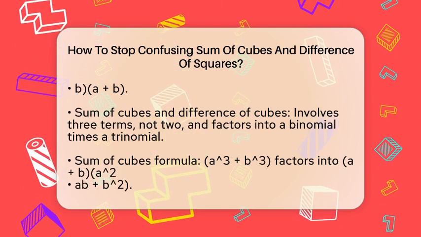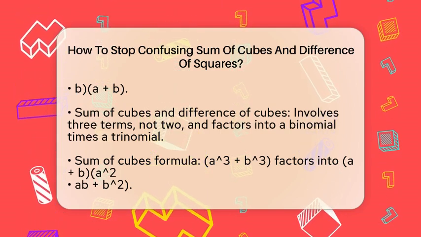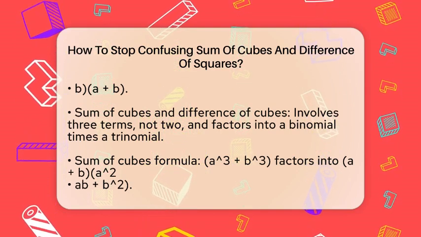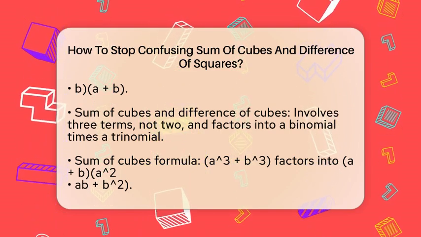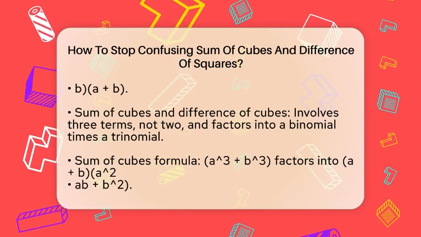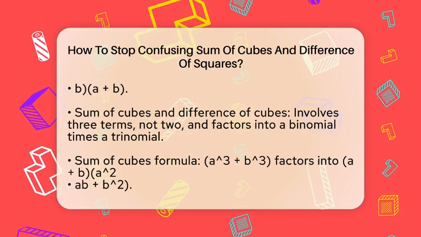For the sum of cubes, the formula is (a + b)(a² − ab + b²). For the difference of cubes, it's (a − b)(a² + ab + b²). Notice how the signs in the trinomial switch depending on whether it's a sum or a difference.